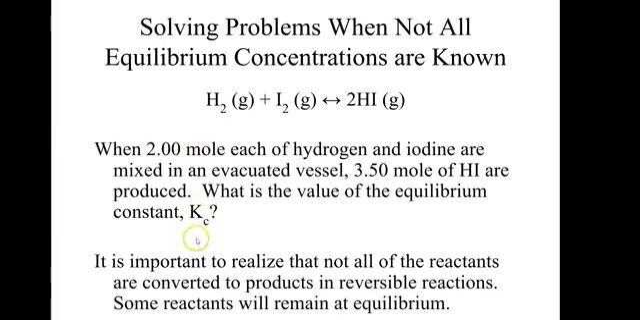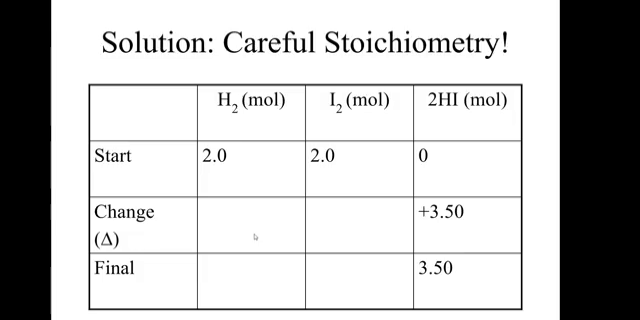Now, this is the key. It's important to realize that not all of the reactants are converted to products in reversible reactions. Some reactants will remain at equilibrium. What does that mean? Well, we have this thing here called an ICE table.